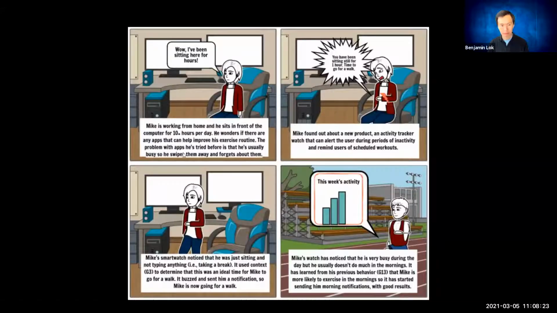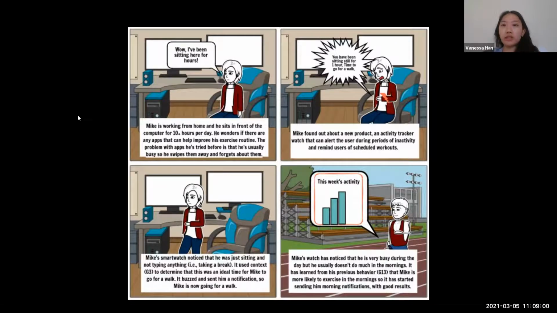Okay, I'm presenting for group 7. Our app was for solving the problem of people having low activity. So in our storyboard, our character is Mike, who is working from home, and he spends a lot of the day just sitting, and he's trying to improve his exercise routine. But a problem that he's had before is that it notifies him typically when he's already doing something else. So he'll swipe it away and then forget about it later.